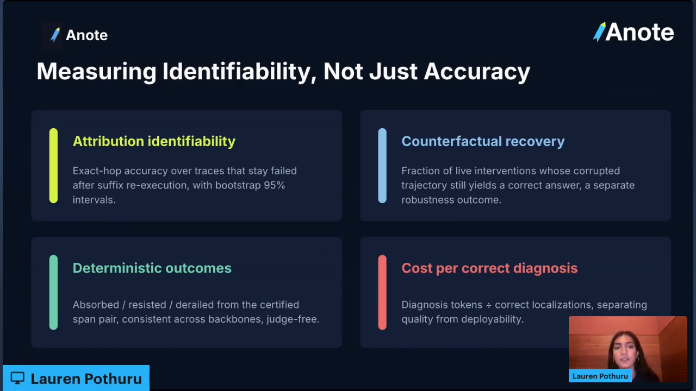Counterfactual recovery is the fraction of interventions that still produce a correct answer, which is a separate robustness outcome. Deterministic outcomes are the absorbed, resisted, and derailed labels from that original span pair. And this is consistent across all of the passes, and it's judge-free, so it's deterministic. And then cost per correct diagnosis separates localization quality from being able to actually deploy it in a product. So seeing whether or not this will produce high quality outputs, and also if it's cost effective and can be deployed in real products.